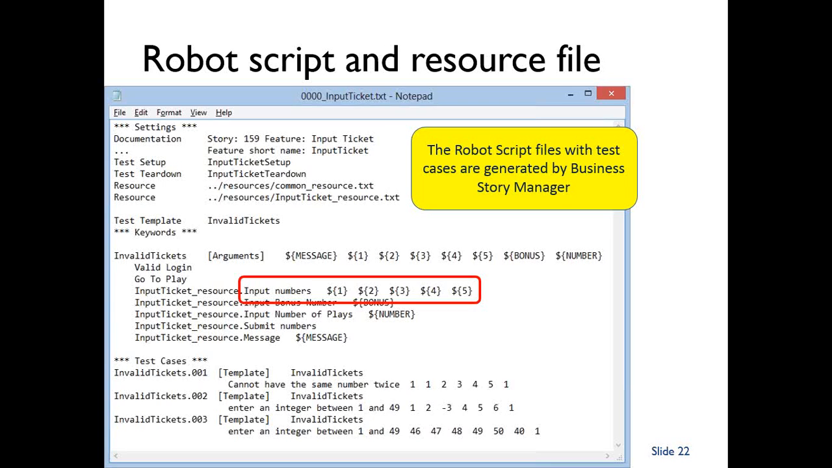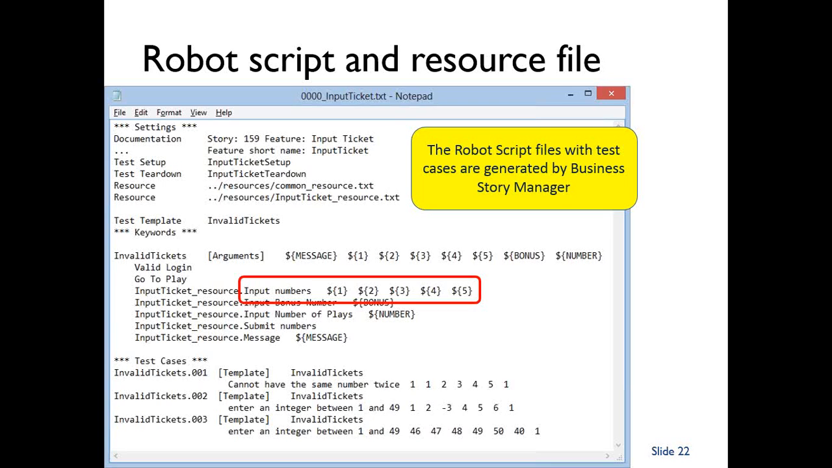But if you look towards the bottom, you can see the heading, the 3 asterisks, test cases, and 3 test cases: invalid tickets .001, .002, .003. These correspond to the 3 rows of data in our examples. And as you read across each of those test cases, you can see that it uses a template, invalid tickets.